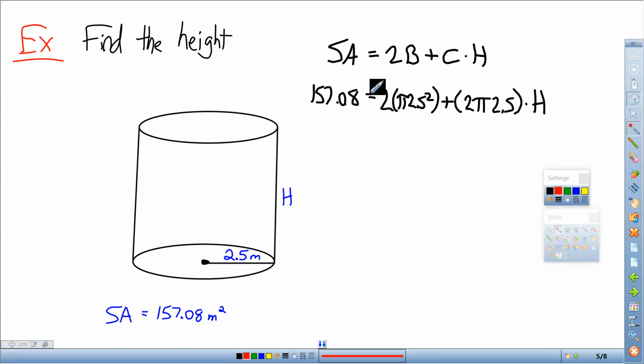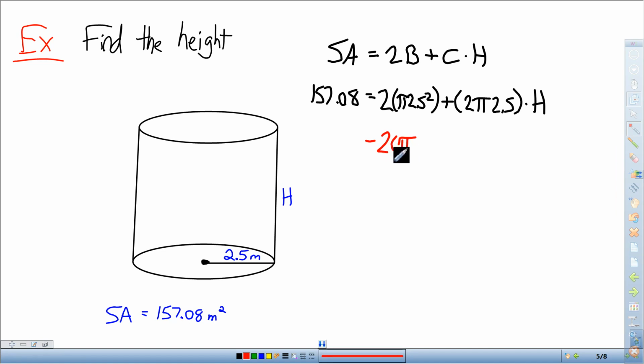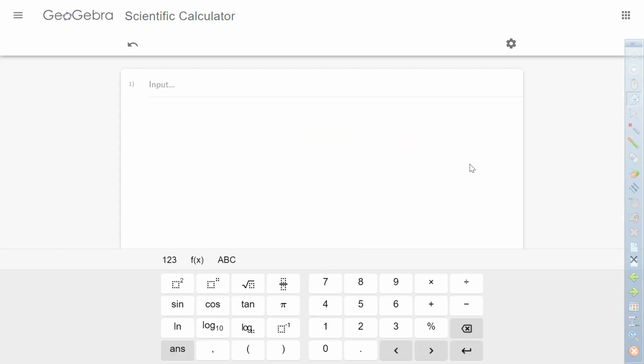The first thing I want to get rid of is this whole 2 pi 2.5 squared, which may seem weird, but I'm going to get rid of this whole thing at the same time. So 2 times pi 2.5 squared. I'm getting rid of this whole thing, and I'm also going to subtract it from this side. So let's start with this and get this value into our calculator.